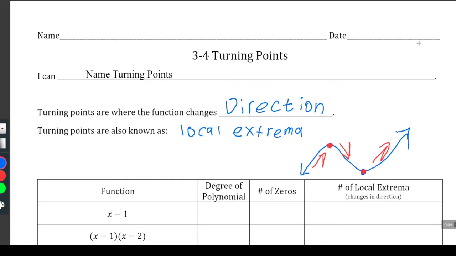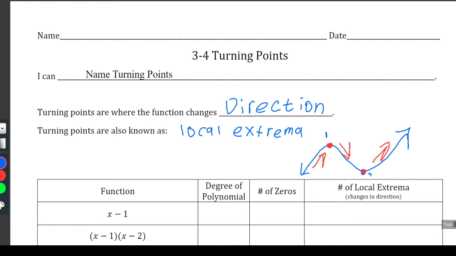Can you repeat that real quick? Yeah. So turning points are where a function changes directions. They're also known as local extrema, and extrema means either a minimum or a maximum. So this point here, I'm just going to label it point 1, the function no longer goes any higher than this point in this general area. So it is a local extrema or a local maximum.